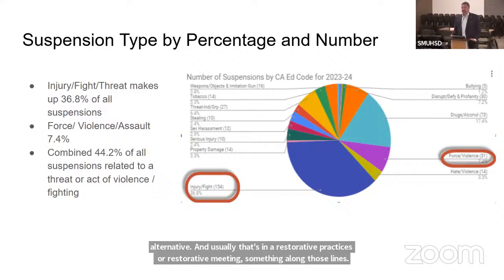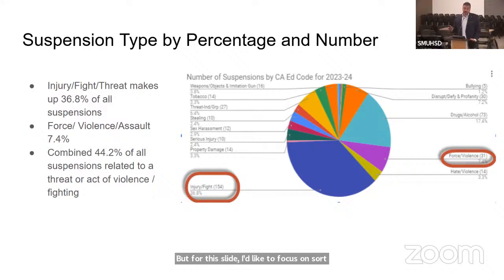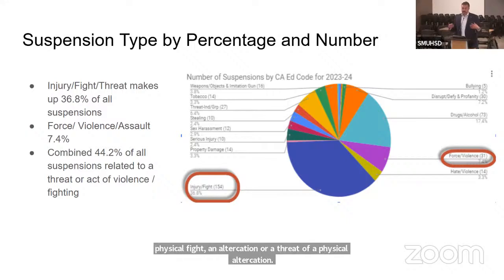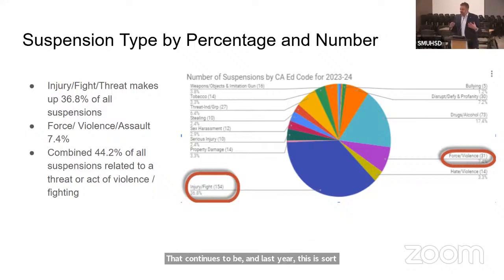But for this slide, I'd like to focus on the over 44% of our students' suspensions that are due to some act of violence, whether it's force, violence, threat of violence, an actual physical fight, an altercation, or a threat of a physical altercation. That continues to be, and this is a repeat of last year, one of the two areas that we need to focus on the most. That's about the climate, the culture of the classroom and the campus, and how students get along. That's an area of growth for us as an organization, in my opinion.